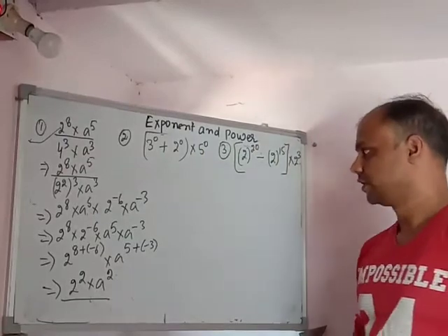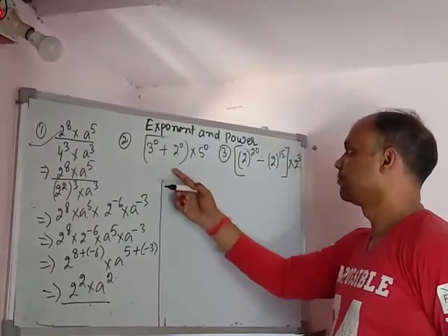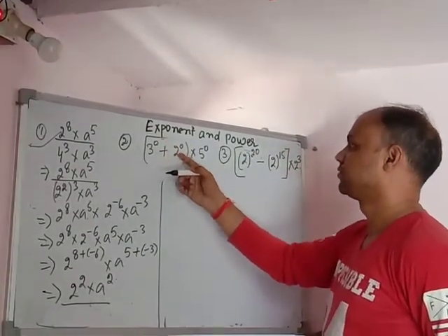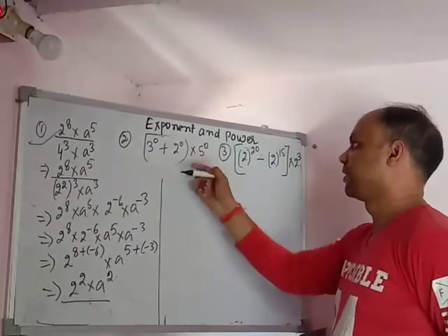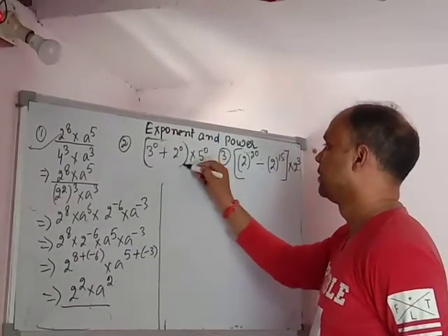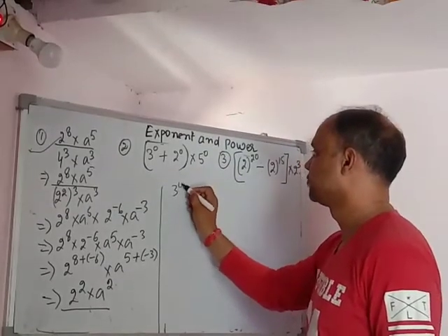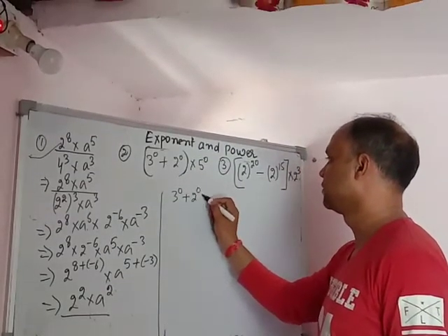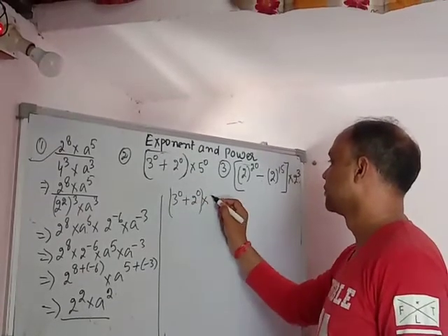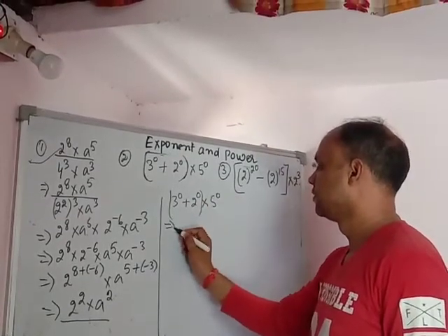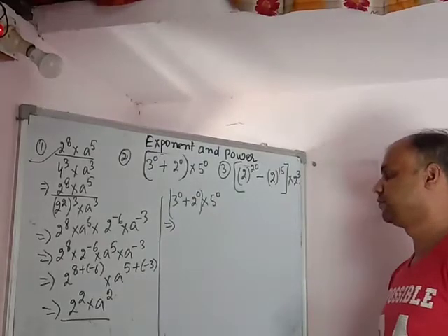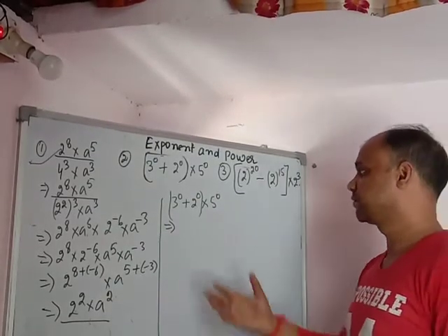Now see the next. What is this? Here it is 3 raised to the power 0 plus 2 raised to the power 0, given in brackets, into 5 raised to the power 0. This question can be solved as 3 raised to the power 0 plus 2 raised to the power 0 into 5 raised to the power 0. Now here we use the law of exponents.